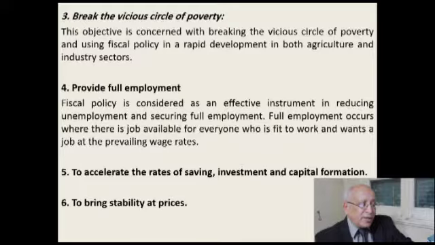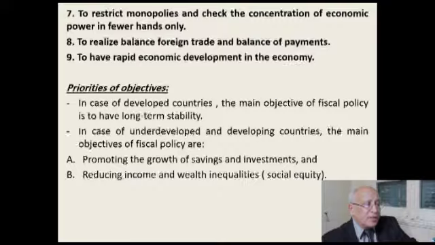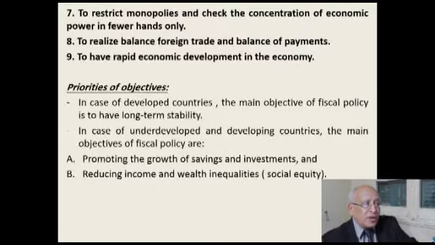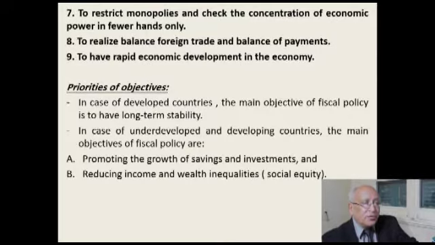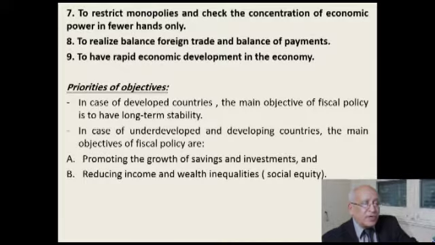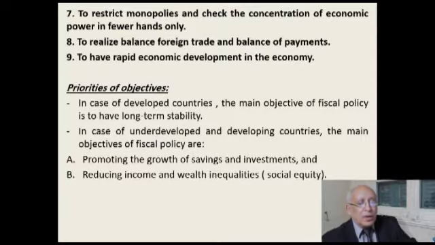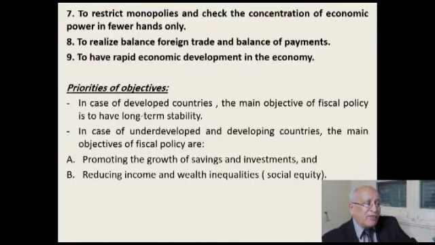Number 6, to bring stability in prices. Number 7, to restrict monopolies and check the concentration of economic power in fewer hands only. This means that this objective is related to enhancing competition in economic activities. Number 8, to realize balance in foreign trade and the balance of payment, which is called external equilibrium of the economy. Number 9, to have a rapid economic development in the economy.